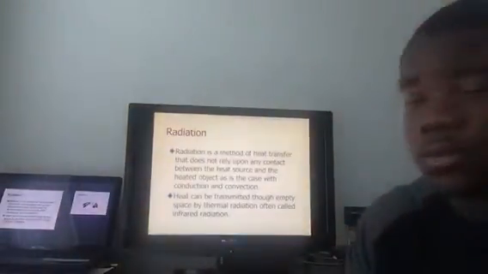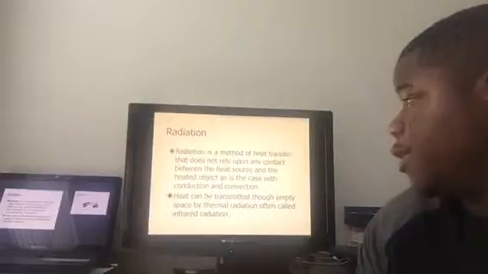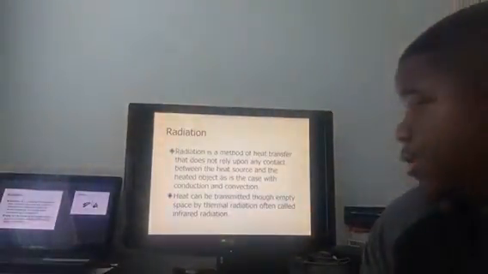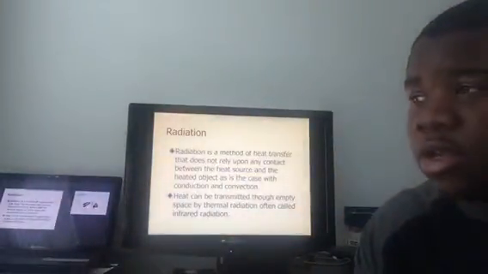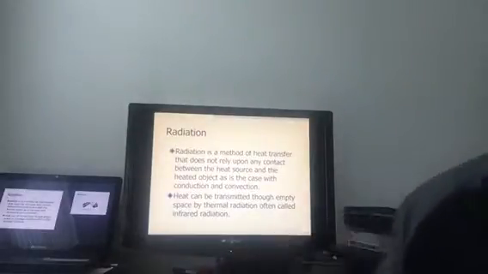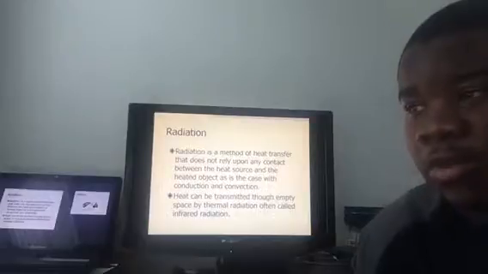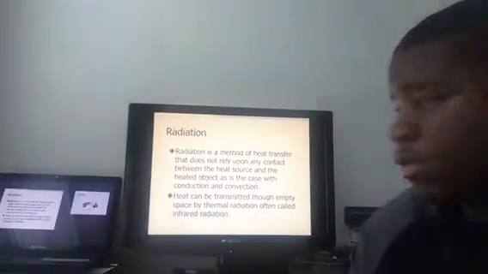So radiation. Radiation is a method of heat transfer that does not rely upon any contact between the heat source and the heated object, as is the case with conduction and convection. For example, I used to always look at the road and see the waves. It looked wavy, it looked like it was moving because it was so hot. That is an example of radiation heat.